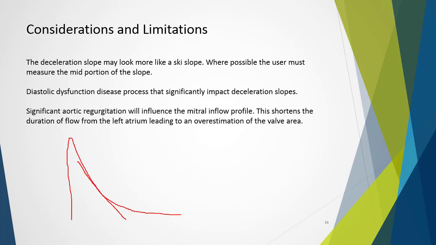Significant aortic regurgitation will influence the mitral inflow profile. Aortic regurgitation occurs in diastole, so both flows contribute to the filling of the volume of the left ventricle. This shortens the duration of flow from the left atrium, and as with reduced compliance, the deceleration slope is shorter than expected, leading to an overestimation of the valve area.